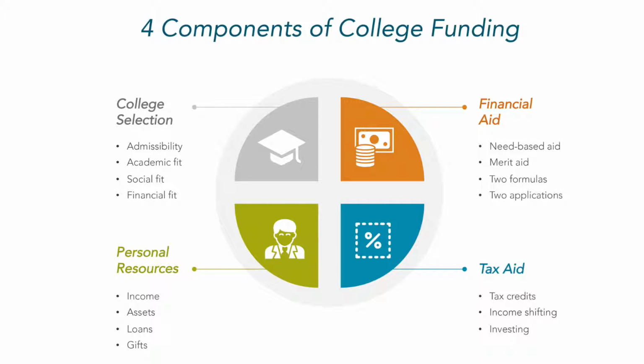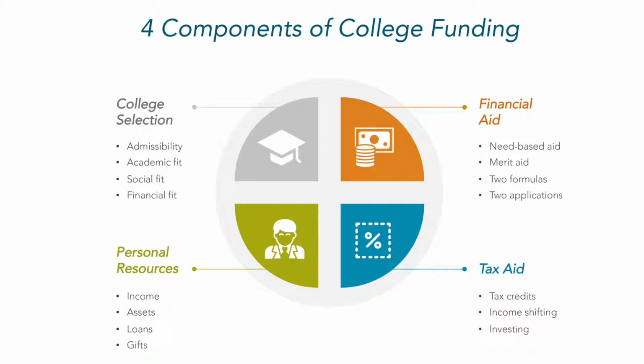What I want to talk about today is the four components of college funding. Now when we look at it, how do we deconstruct this whole maze of college funding? So we've broken it out into these four components. Number one is college selection. College selection has to do with where can we get in, where can we get financial aid, but it also has to do with what's a good social fit, and also obviously what's within our budget.